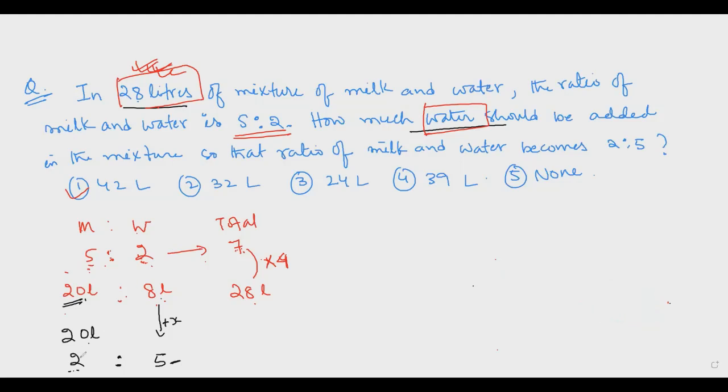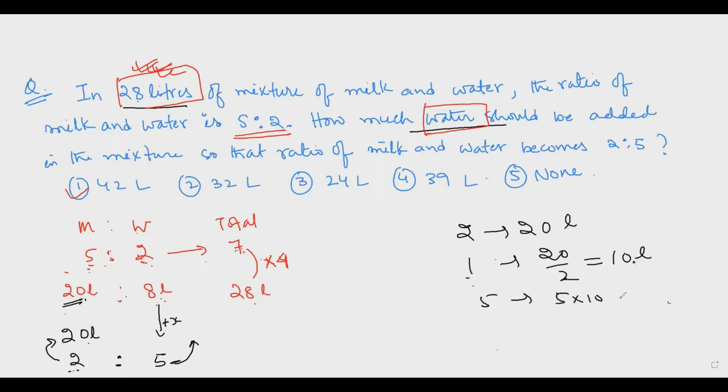That means in this ratio, 2 is now equivalent with 20 liters. So 1 is equivalent with how much? 10 liter, right? We need to find the value of 5. 1 is 10 liter, so 5 is going to be 50 liters. So this is going to be 50 liter, right?